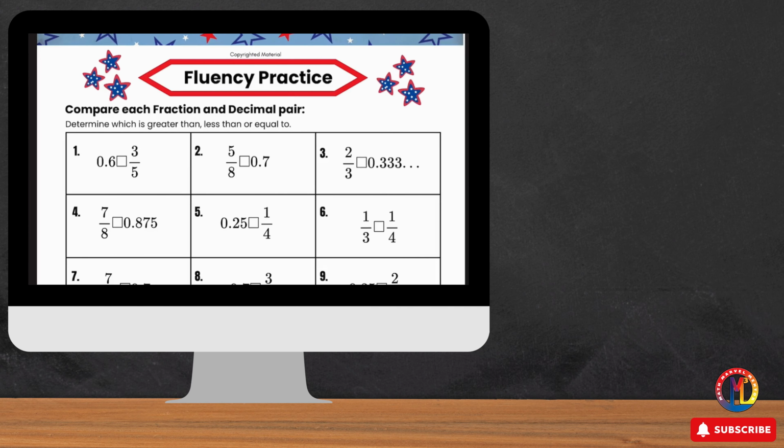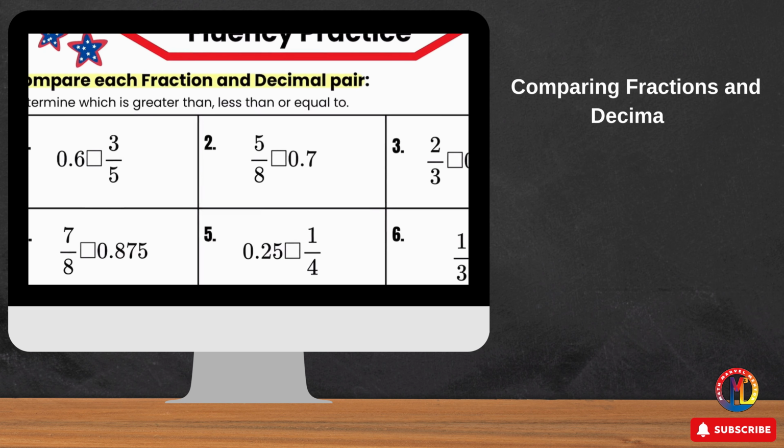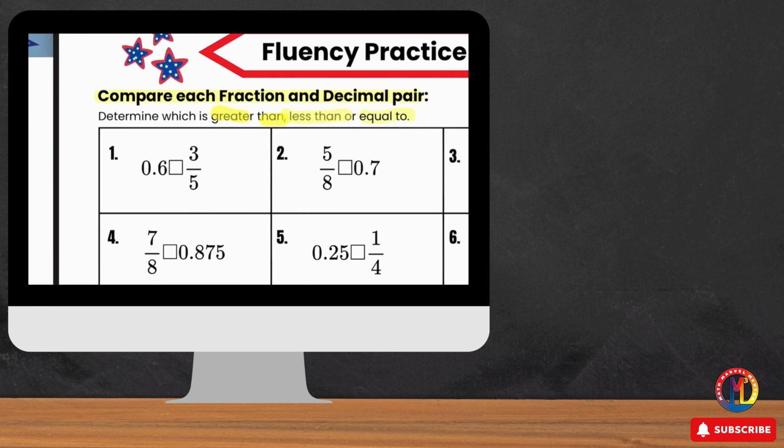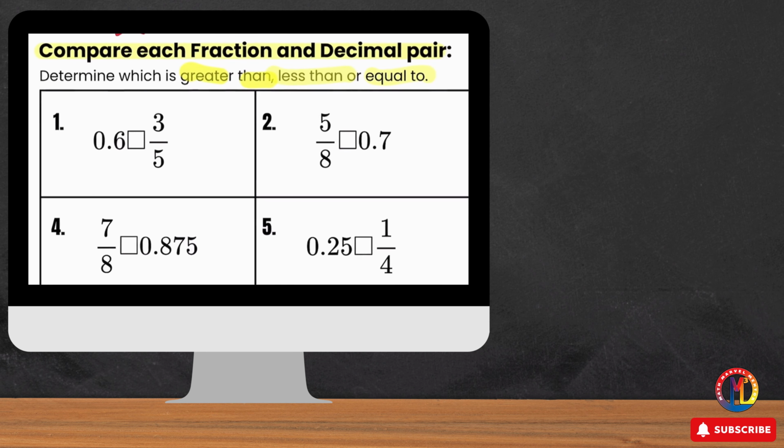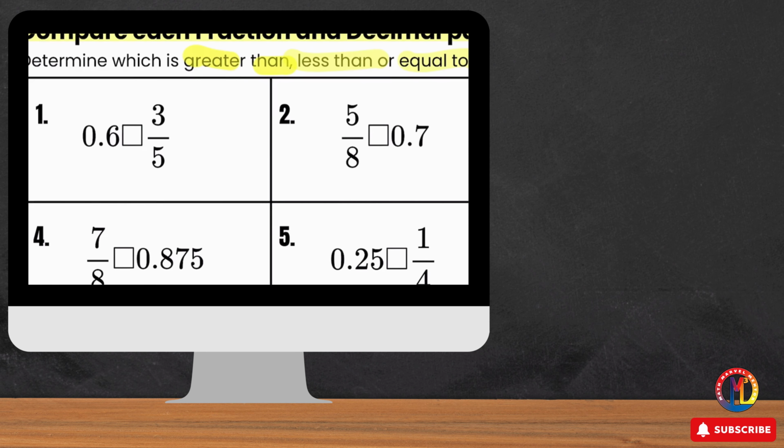Now we are going to be comparing fractions and decimals, and we're going to determine which value is greater than, less than, or equal to. Okay, and we're starting with number 1 here, 6/10 versus 3/5. Since we are practicing converting fractions back into decimals, that's what we're going to do for all of these problems. Since I'm comparing a decimal to a fraction, it's easier to either compare a fraction to a fraction or a decimal to a decimal. So we're going to convert 3/5 as a decimal.